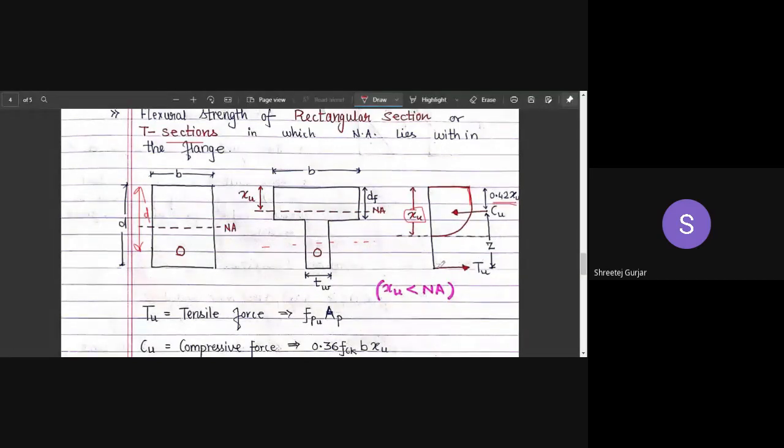And then this is the tensile force which is acting in the steel, Tu. The vertical distance between these two is your lever arm Z.